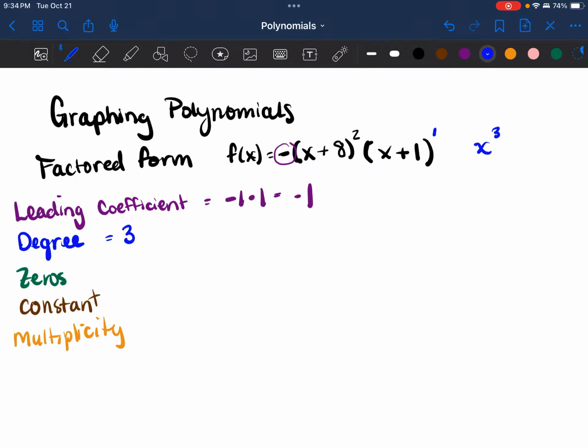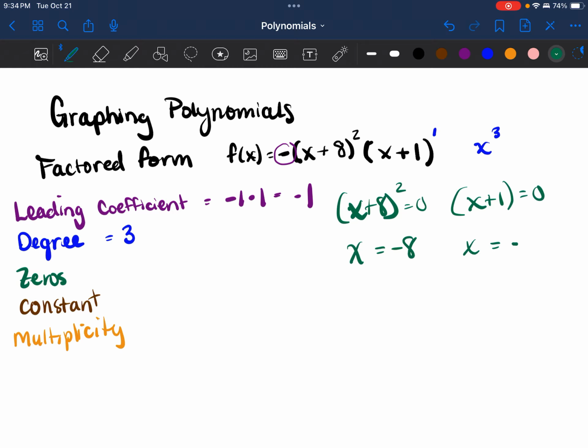Our zeros come from being able to take each term and making them equal to 0, and then solving for x. In this case, I have x equals -8, and here when I subtract 1 from both sides, I get x equals -1. So my zeros are at -8 and -1.